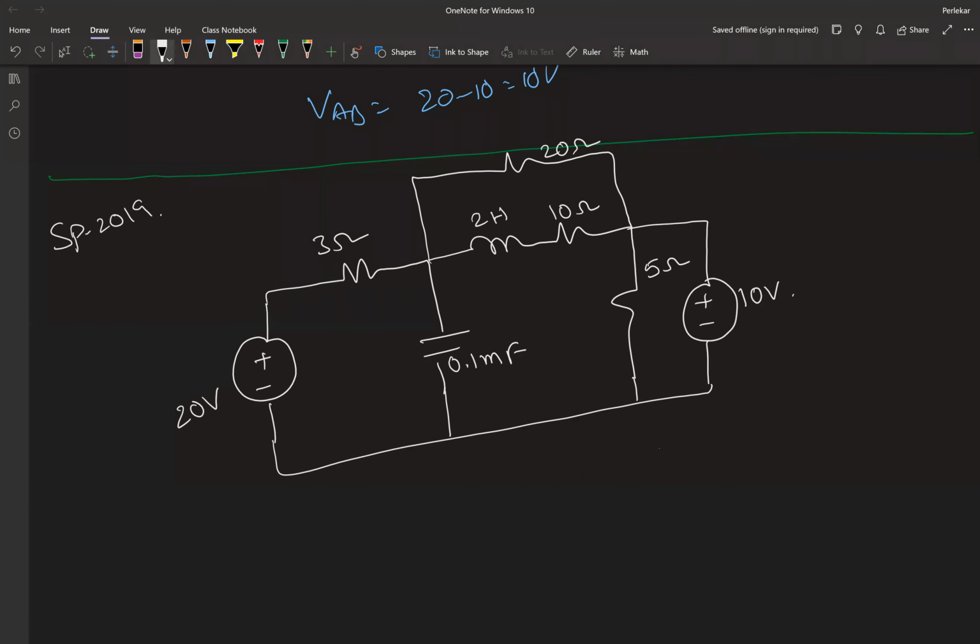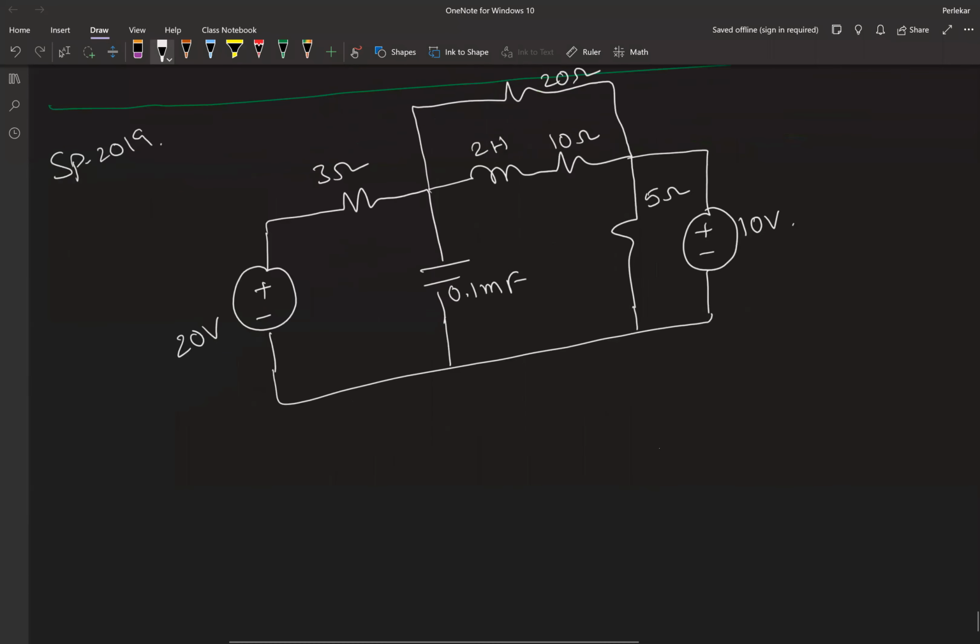In this example, he's asking for the energy stored in the inductor and the energy stored in the capacitor. So all I care about is finding the current in the inductor and the voltage across the capacitor. You can do mesh analysis or nodal analysis.